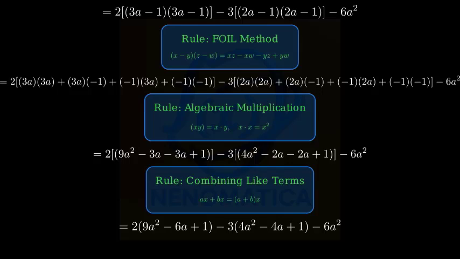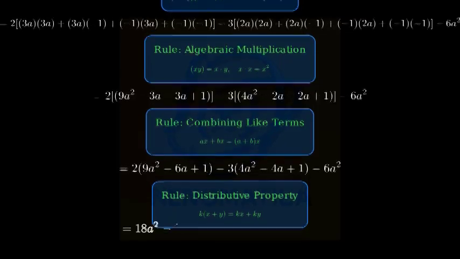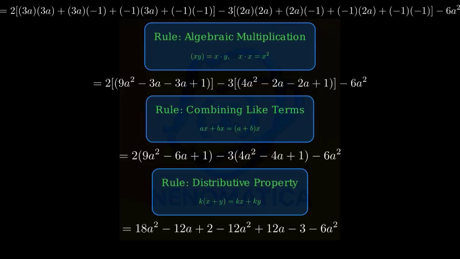Next, we'll distribute the coefficients to each term in the parentheses. We'll apply the distributive property of multiplication over addition or subtraction. This gives us 18a squared minus 12a plus 2, minus 12a squared plus 12a minus 3, minus 6a squared.